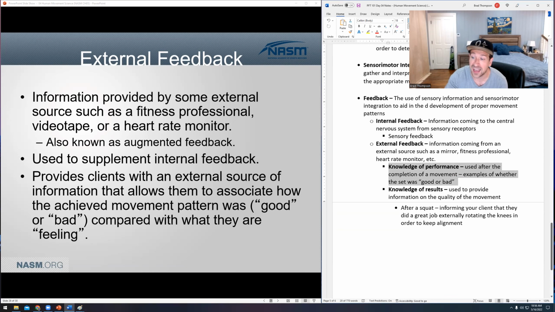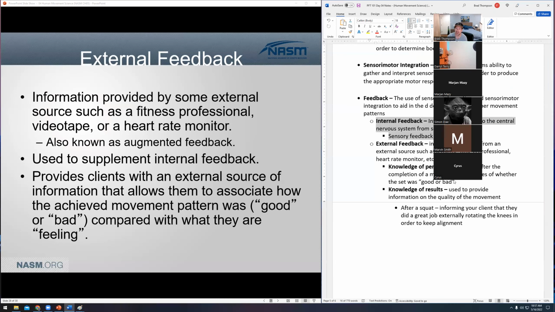So saying like, hey, you did a very good job there, knowledge of performance, by keeping your knees pushed out into that external rotation. That's knowledge of results. That's why it was a good rep. Good job because X, Y, and Z. And then even better, you want to make sure that they are noticing internal feedback and why it's different.